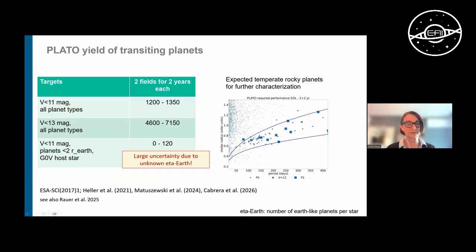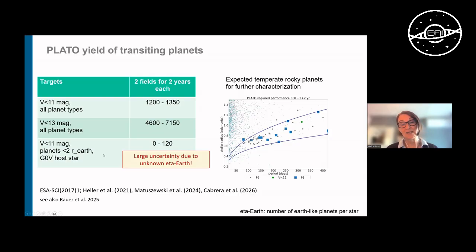One is the overview paper we wrote last year, but also a recent publication by Juan Cabrera, who in detail investigated the expected performance of the mission. This table gives a summary. We will detect several thousands of planets of all types and all magnitudes, but in terms of habitability, we are, of course, interested in the lower line: the bright planets orbiting bright stars, bright, so we get the masses, and small, less than 2 Earth radii, around solar-like stars. And you can see our estimate. And it ranges from 0 to 120.